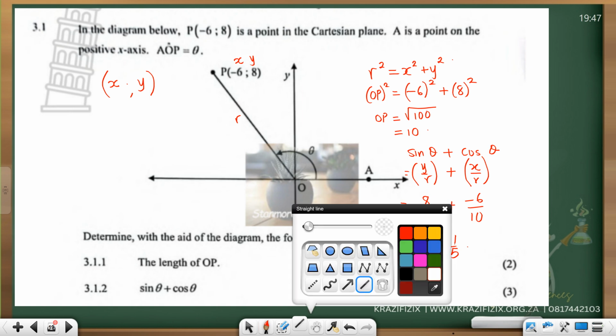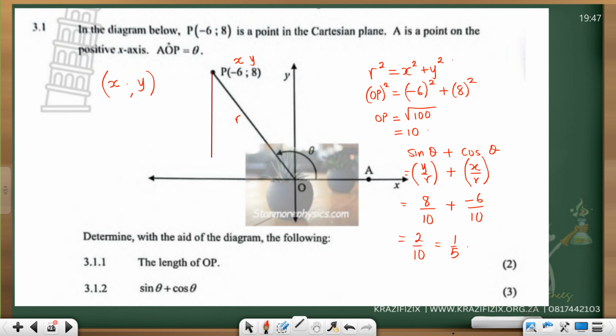Okay, I can complete the triangle. Remember, I'm in the second quadrant. So that's my negative 6. Right? Make sense? Yeah. Thank you. That's the negative 6 there.